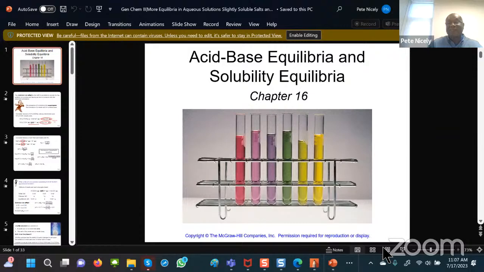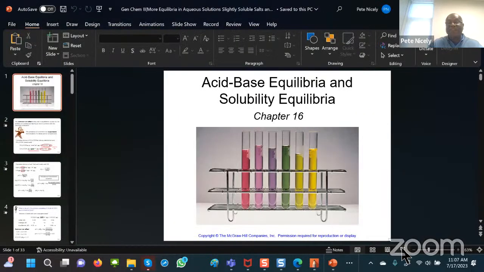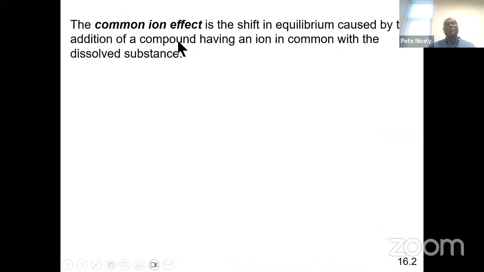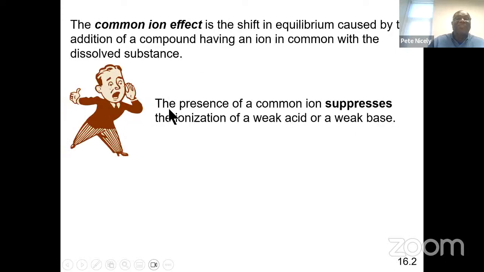And the first thing we're going to talk about in this chapter is this concept known as the common ion effect. The common ion effect, as stated here, is the shift in equilibrium that is due to the presence of a common ion present in the solution, and that ion is common with one of the ions of the dissolved substance. Basically, it shifts the equilibrium such that it suppresses the ionization of a weak acid or weak base if it is in the presence of the common ion.